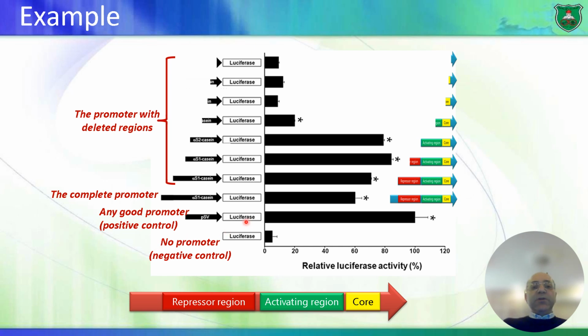And here we have the luciferase gene that is under control of a good promoter, a different promoter, a promoter that I know works great. So that's a positive control, just to make sure that the conditions of my experiment are fine. And that's the amount of light right here.